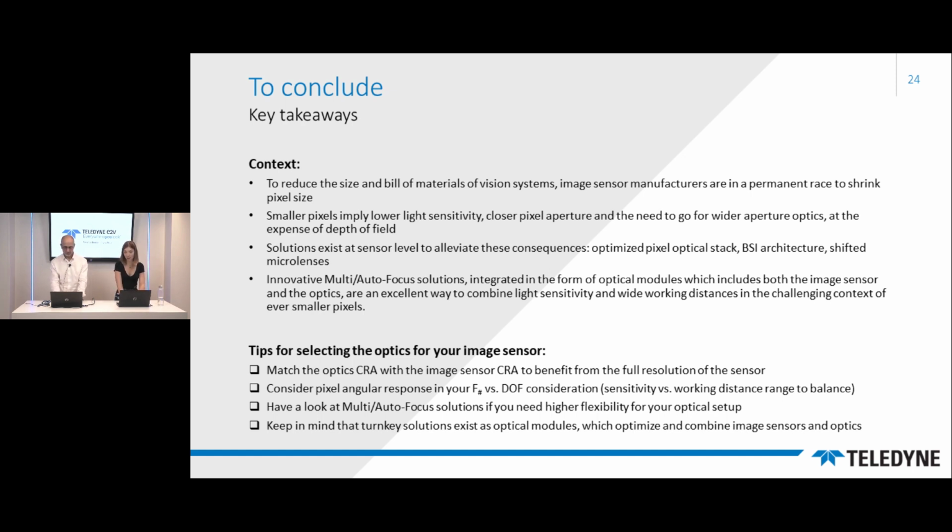So in terms of tips, you have to remember some tips, because we were also providing some tips. The first one is to match the optics CRA with the CRA of your image sensor to be able to benefit from the maximum field of view and not get shadows in the corner, for instance. A second tip, consider the pixel angular response, pixel aperture. When you're thinking about your dilemma in terms of optics, usually we think about the lens between the aperture and the depth of field dilemma.